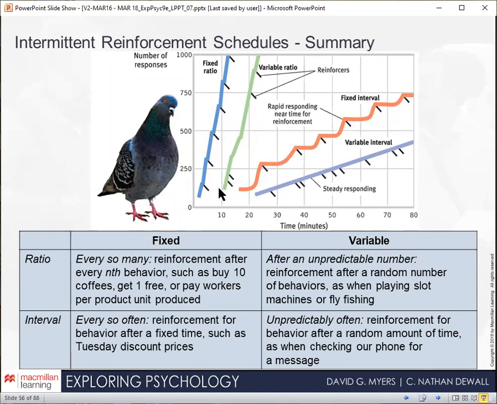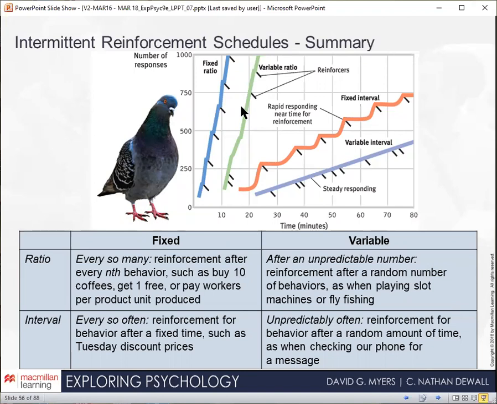Here we see a very steep, steady response rate for the variable ratio, and very similar to the fixed ratio. The key difference with fixed ratio is that it's fixed, and so you can figure out what it is. But with variable ratio, it's always going to be somewhat of a mystery as to when it's going to occur.